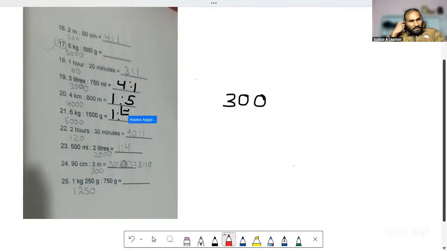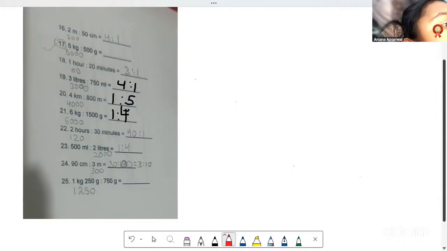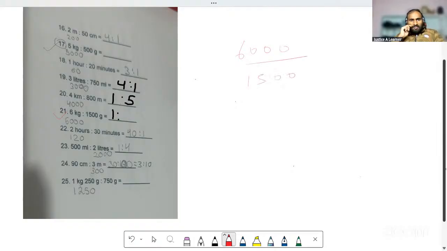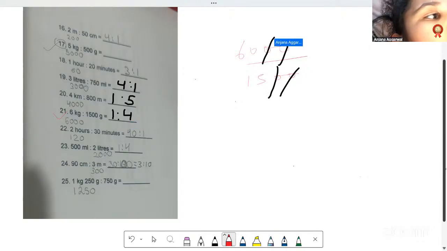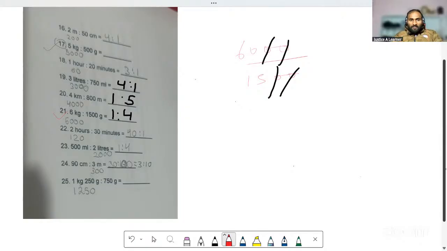So question 21, the answer for this would be 1 and 4. For which one? 21. This question, how did you write 1 to 4? This would be 6,000 and then this. So how would you do that? You may cancel the two zeros directly. So it's 4 to 1, not 1 to 4. You have written 1 to 4. 1 ratio 4 is incorrect. The correct answer is 4 ratio 1. How do we read it? 4 ratio 1.